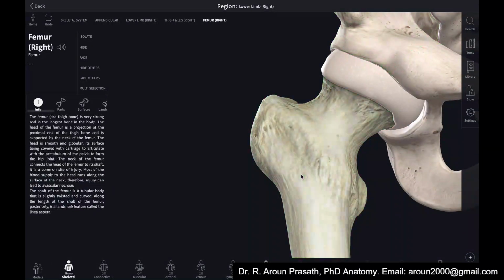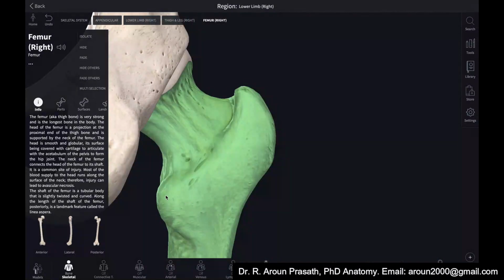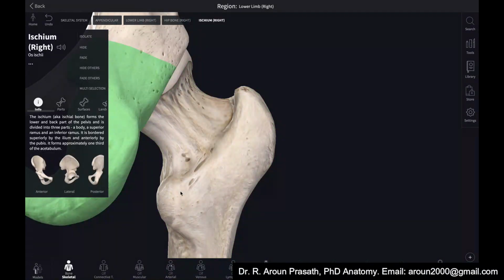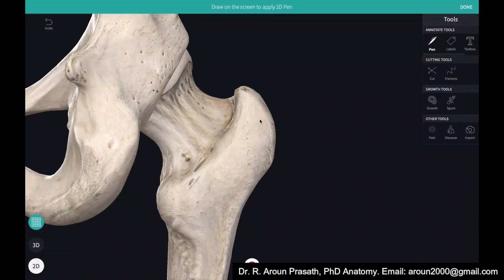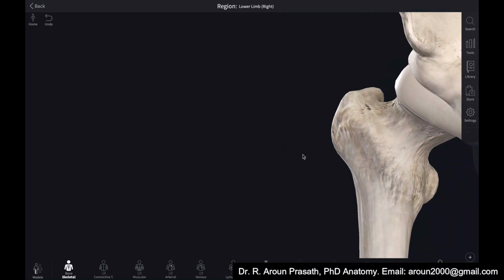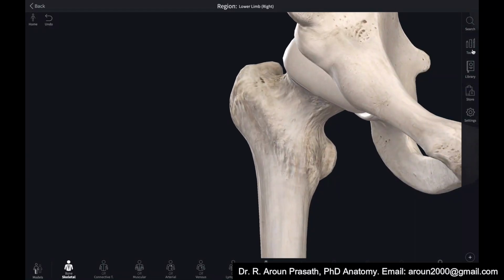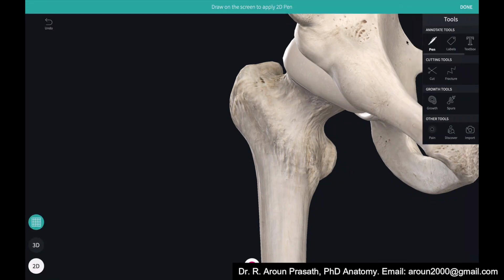Likewise, if you look at the posterior aspect, this prominence continues like here, and this prominence is called the lesser trochanter. This is the greater trochanter, this is the lesser trochanter, and the line between the two trochanters is called the intertrochanteric line. Whereas if you look at the anterior side, this line is called the intertrochanteric crest.